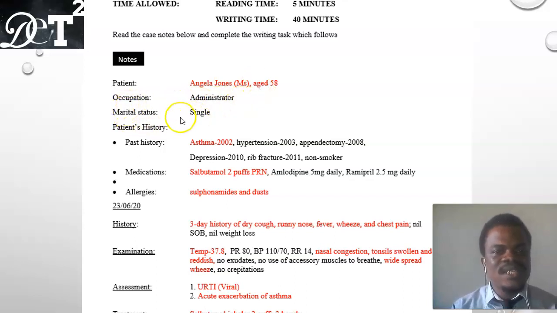Occupation, administrator. This information is irrelevant to the casualty officer. Patient is single. It's not relevant to the casualty officer. It has nothing to do with it. It will not help the patient. It will not help the casualty officer to manage his patient.